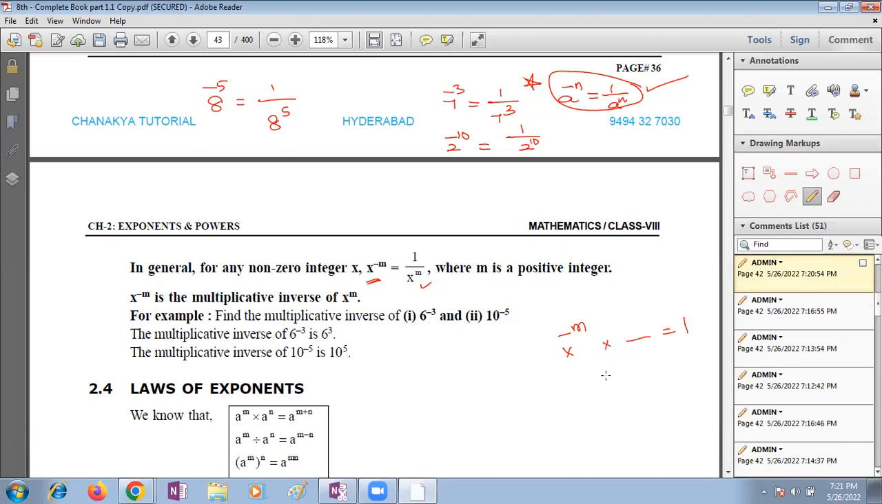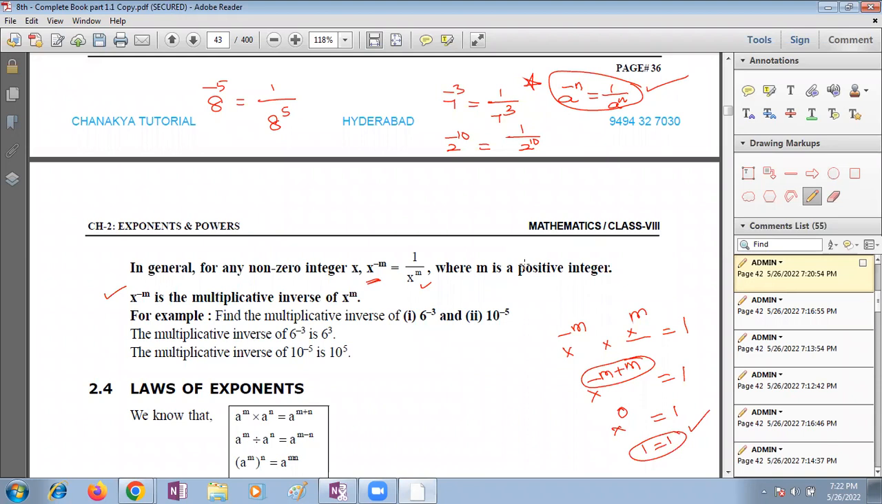What is multiplicative inverse, children? If you multiply by what number, you will get a result of 1? So what number should I multiply to make it 1? X power positive m. Minus m plus m, this is once again the product rule. Product rule means I need to add my exponents. So minus m and plus m becomes 0. X power 0, any number raised to the power 0 is 1. 1 equals 1. So the multiplicative inverse of x power minus m is x power m.